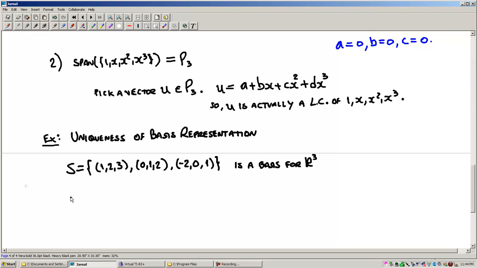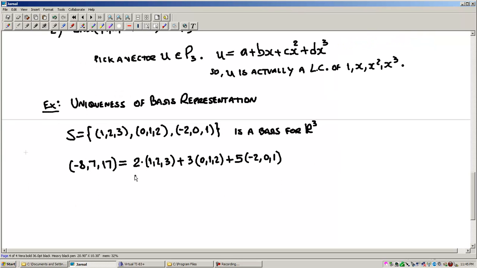Now, my claim here is that if I pick this vector here, let me give you the vector -8, 7, and 17, I can actually write this vector as a linear combination of those 3. So the linear combination is actually 2 times the first vector plus 3 times the second vector plus 5 times the third vector.